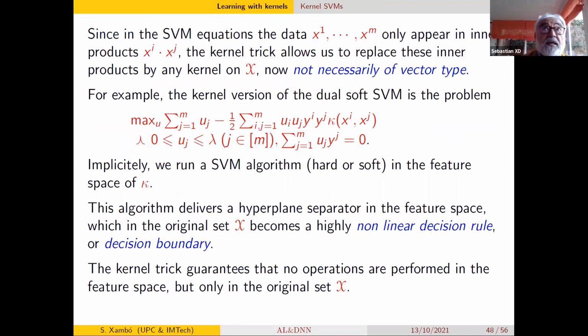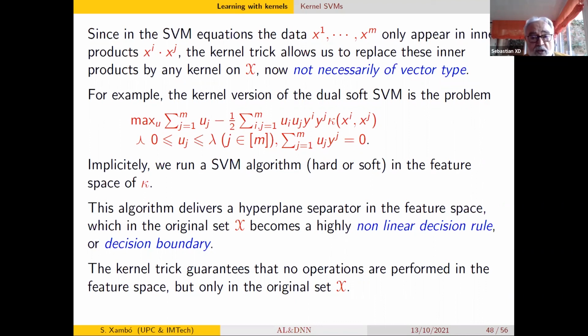Now, allow me two more minutes to explain the kernel support vector machine, which was, after all, one of the goals of this session. In the support vector machine's equations, the data x1, ..., xm only appear in inner products. The kernel trick allows us to replace these inner products by any kernel on X, now or before, not necessarily of vector type.